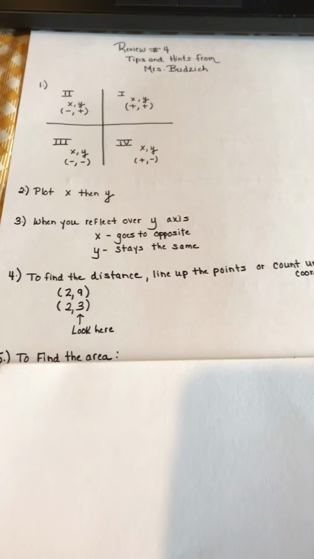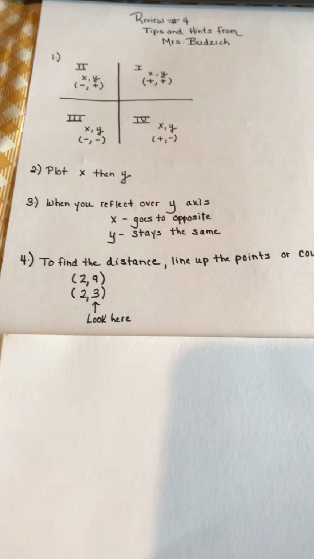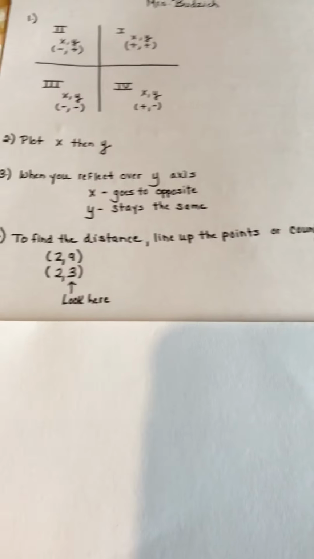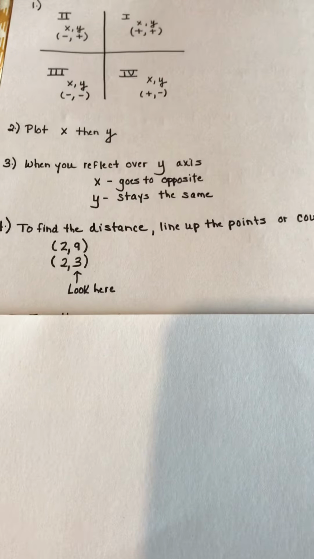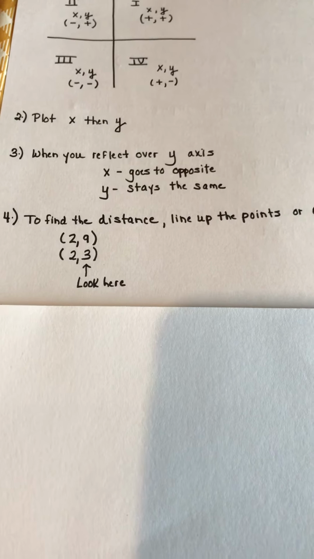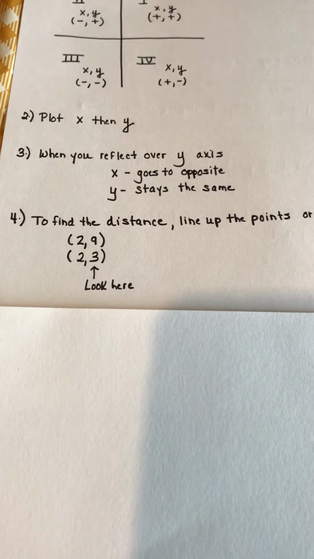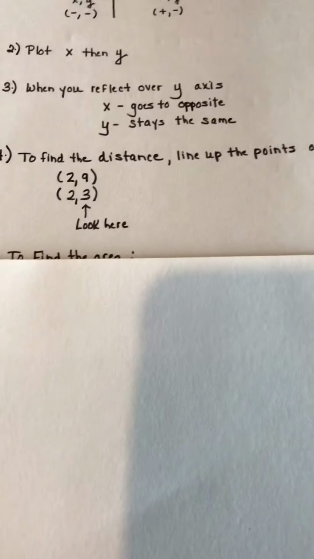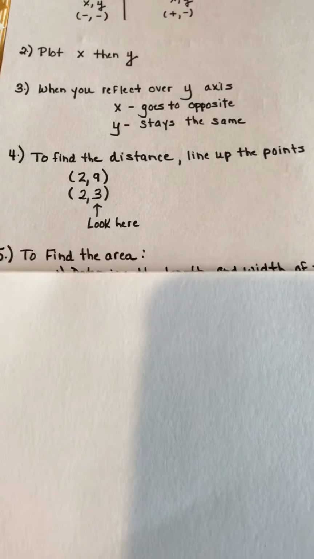Now, for number 4, to find the distance, you can do one of two things. You can either line up the points and then look to see which axis is changing, the x or y. Here, the y is changing, so you're going to figure out the distance between 9 and 3. Or you can use the coordinate plane and just count the units, whatever works best.